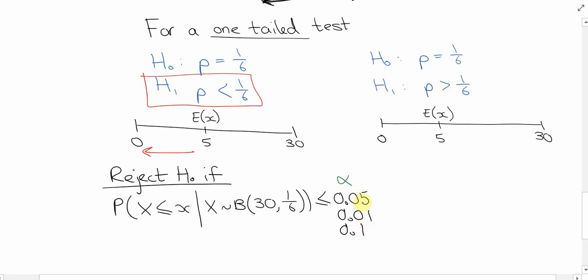Remember what I said earlier. We're only going to reject things if they're rare, if they're really unlikely to happen, so it's a pretty special moment in time. And we're only going to say it's a pretty special moment in time if it's less than 5%, or 1%, or sometimes less than 10%.